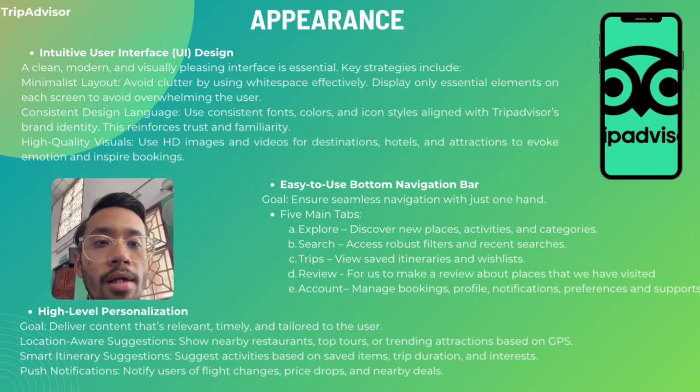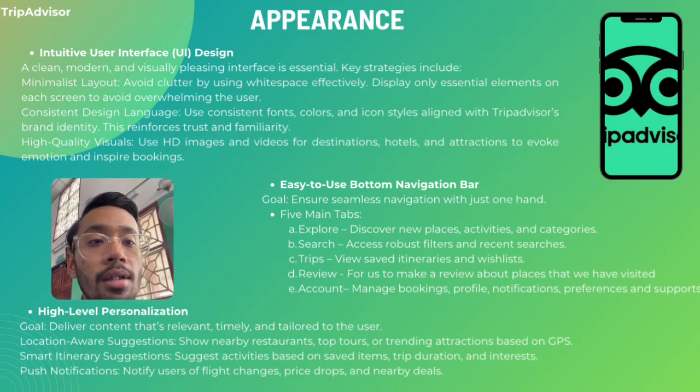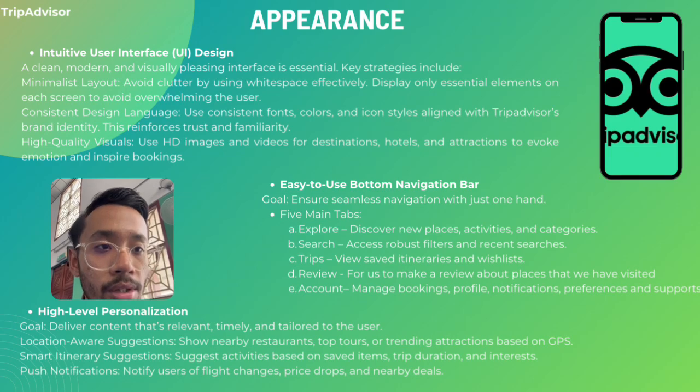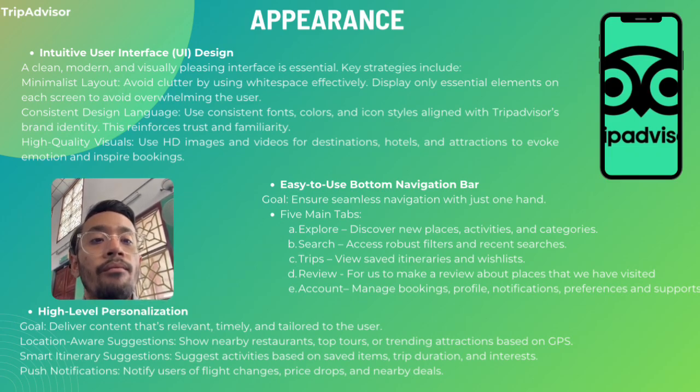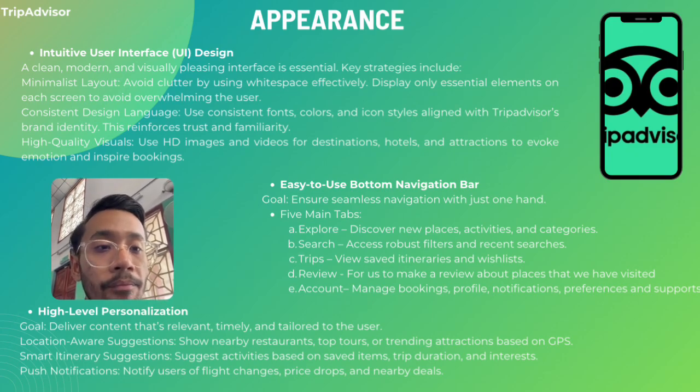Use consistent fonts, colors, and icon styles aligned with TripAdvisor's brand quality to reinforce trust and familiarity. The next one is high quality visuals. Use HD images or high definition images and videos for destinations, hotels and attractions to evoke emotions and inspire bookings. The second one is an easy to use bottom navigation bar. The goal is to ensure seamless navigation with just one hand.